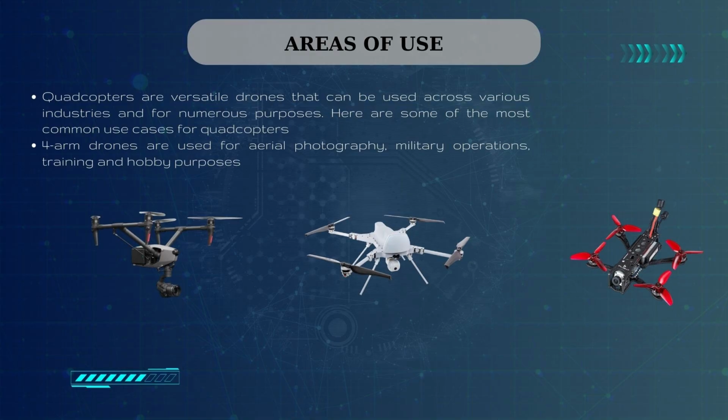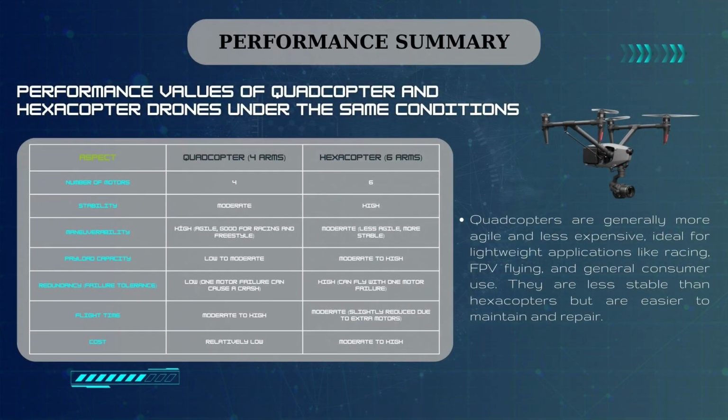Quadcopters are versatile drones that can be used in a variety of industries and for a multitude of purposes, including air photography, military operations, education, and hobby activities. You can find the summary of the table in which we compare quadcopter and hexacopter as a performance summary in the summary of the table.